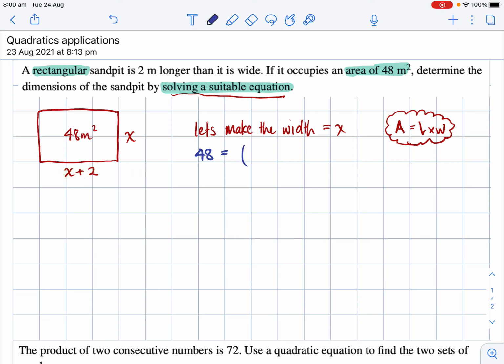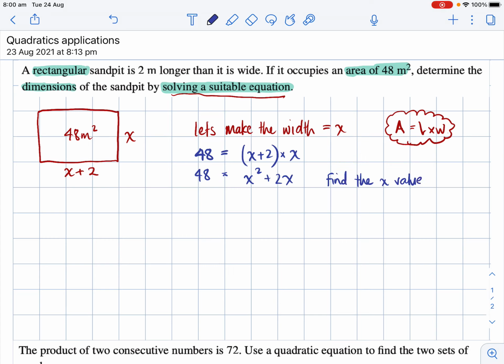The length times by the width. Okay, first algebra quadratic technique we've learnt is expanding. So let's expand that bracket. And we've got to find the dimensions of the rectangle. So what that's telling me is that we need to find the x value.